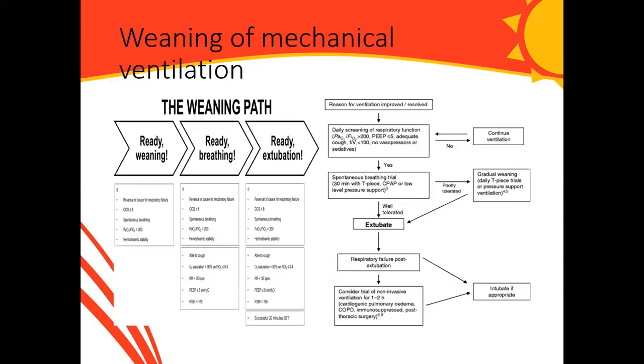Reason for ventilation has improved or resolved. Daily screen of respiratory function. If no, continue ventilation. If yes, you proceed to your spontaneous breathing trial. Sometimes people say between 30 minutes to 120 minutes, on your T-piece. If it's well tolerated, you proceed to extubation. If it's poorly tolerated, you want to do gradual weaning, daily T-piece trials or pressure support ventilation.